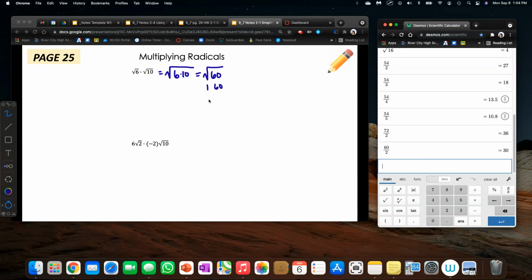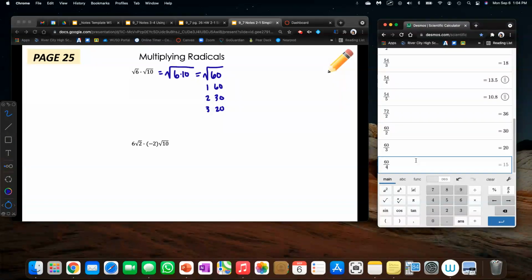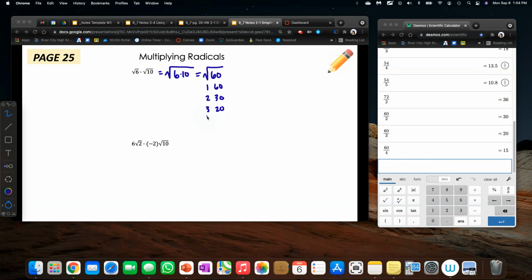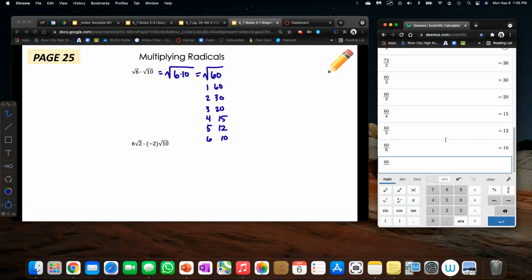2 and 30, 3 and 20, 4 and 15, 5 and 12, 6 and 10. I think that's going to be it. 8 doesn't work, 9 doesn't work, and then we have 10 and 6.